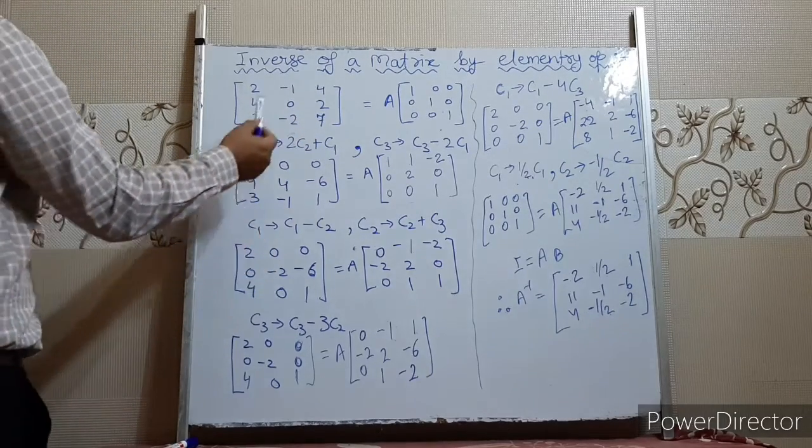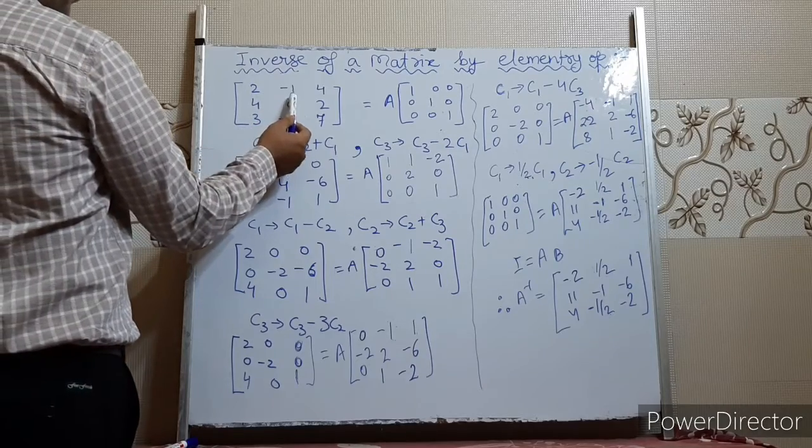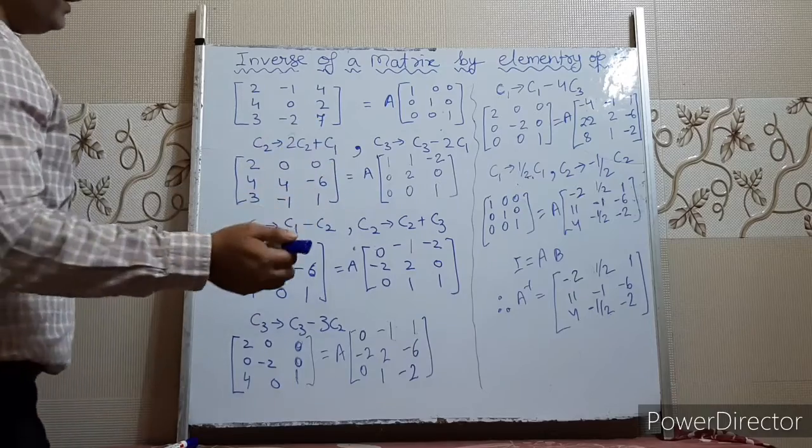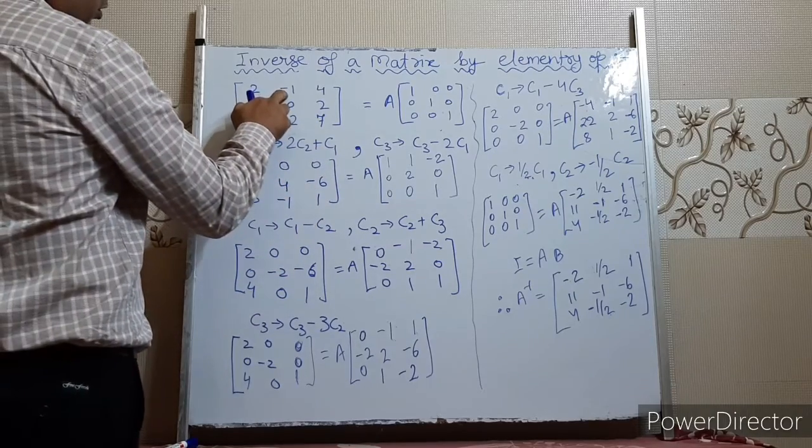Let's see how. So this is minus 1 written here. We are going to make this matrix as unit matrix of order 3. So if you have to make this term 0, what will we do?